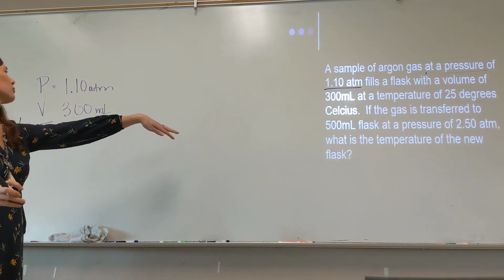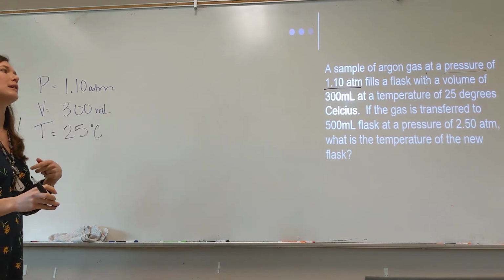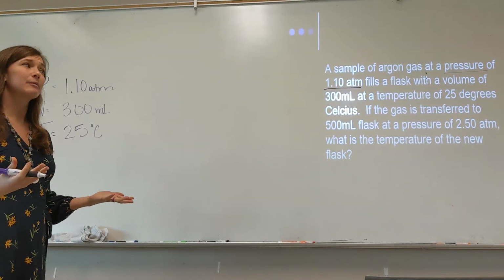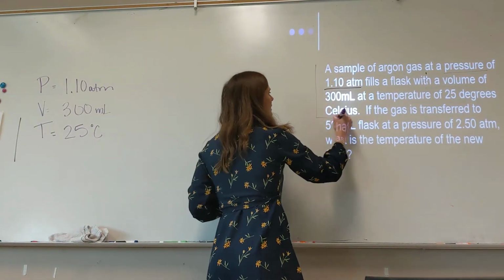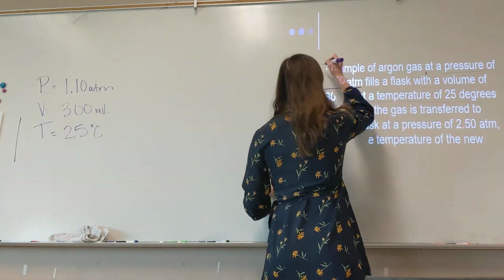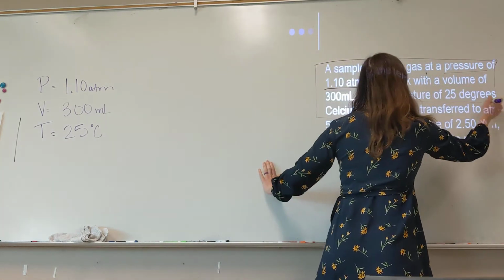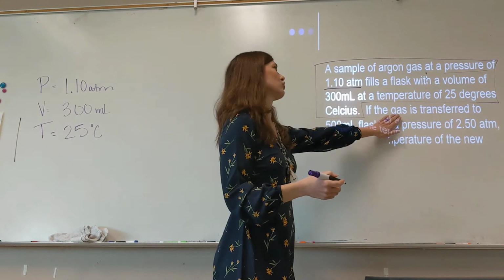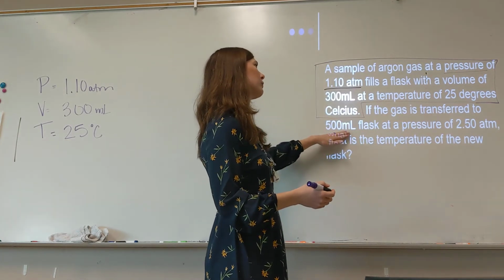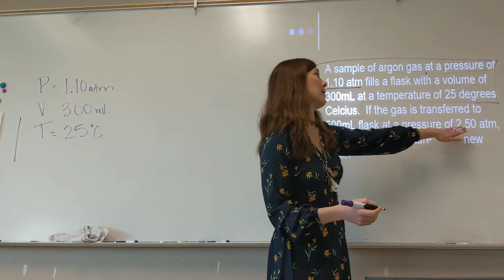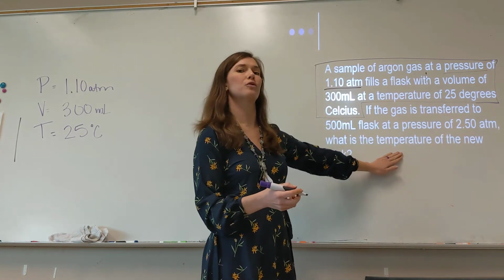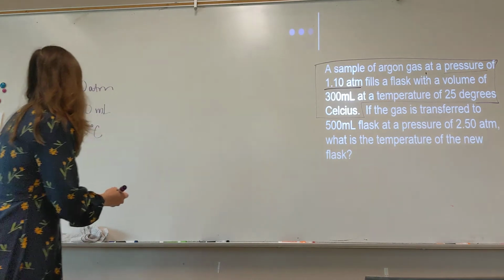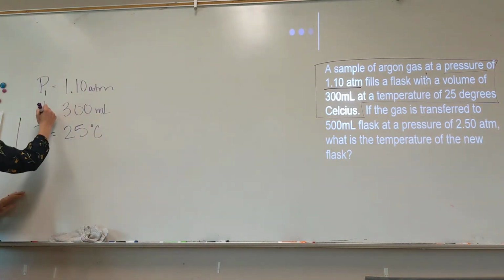Alright, so let's read through our problem actually before I go to write these down. I think it's similar to the last problem. Everything in this part of my problem is my initial set of circumstances. If the gas is transferred to a 500 milliliter flask, and then my pressure is now 2.5 atmospheres, it wants to know the new temperature. So all of these are my initial set of circumstances.